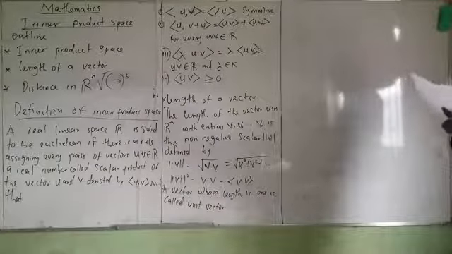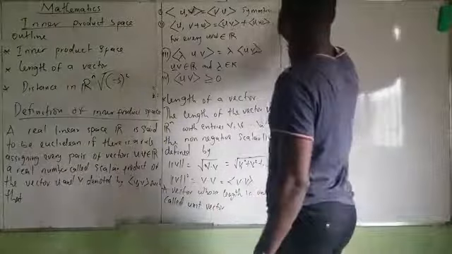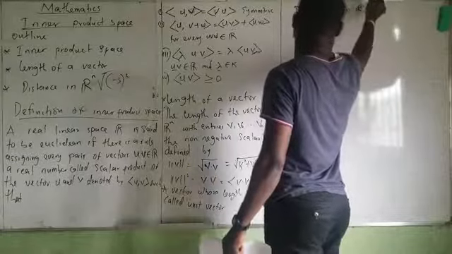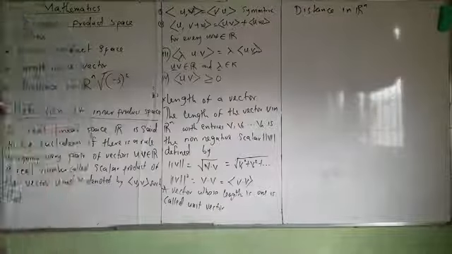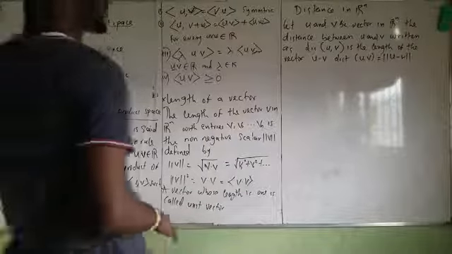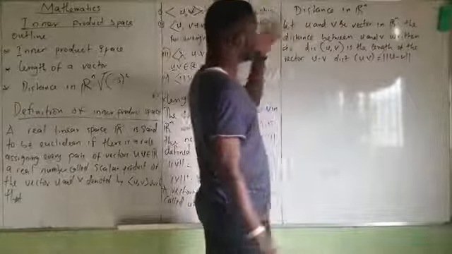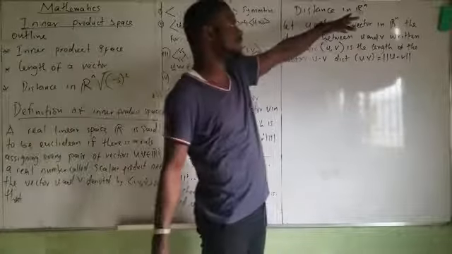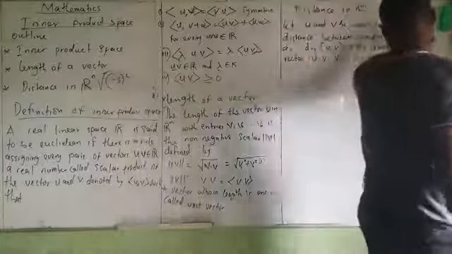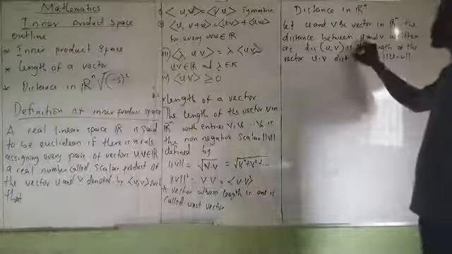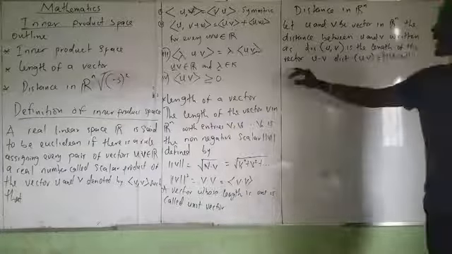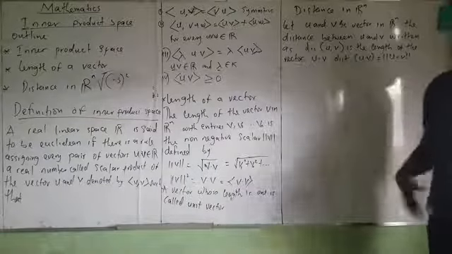Before we talk about distance in R^n, now lastly, before we go to the exercise, distance in R space. Now, let u and v be vectors in R space. The distance between u and v, written as d(u, v), is the length of the what?